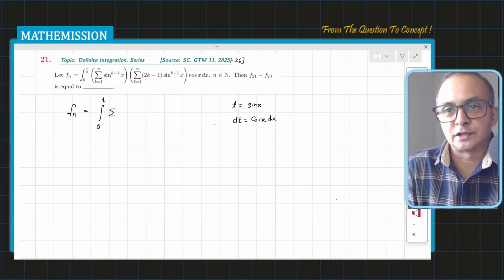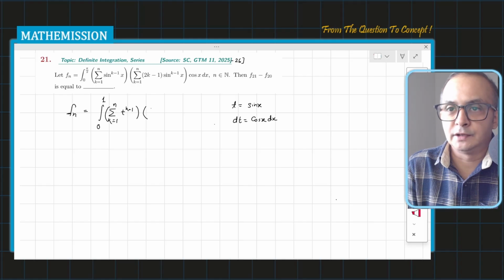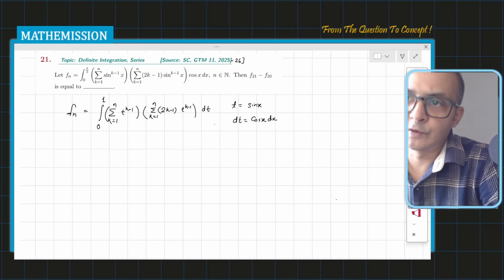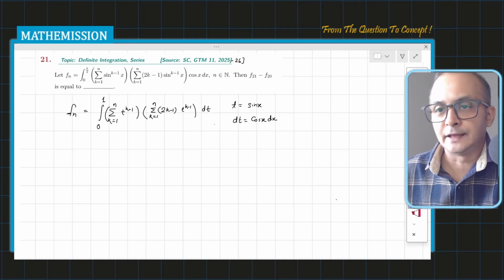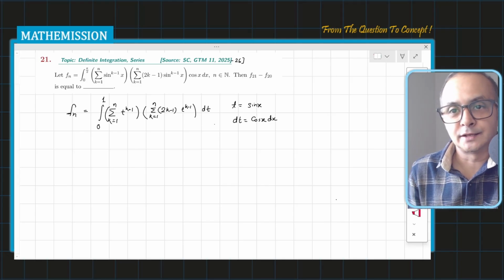Now this will turn into the summation k goes from 1 to n of t to the power k minus 1. This is the first sum, and the second sum will be the summation k goes from 1 to n of 2k minus 1, and that is going to be t to the power k minus 1 again, and this is dt. So this much everyone can understand. From there, how do we manipulate these two summations wisely to get the answer quickly?